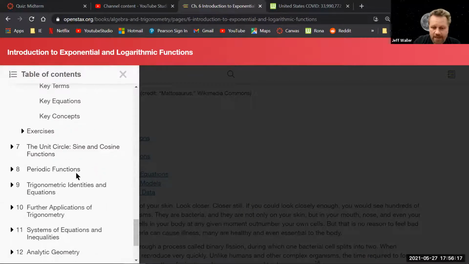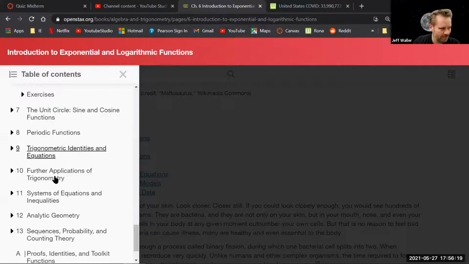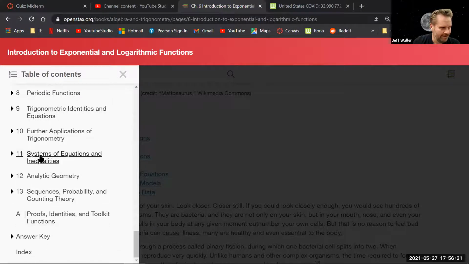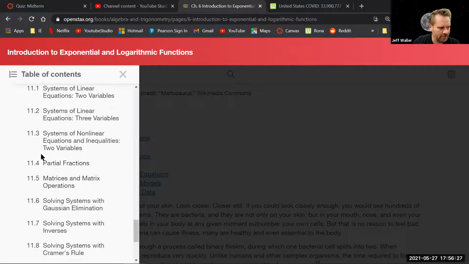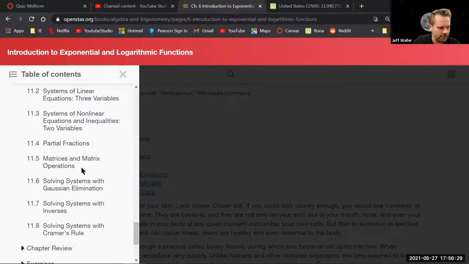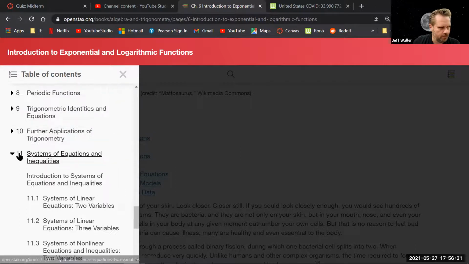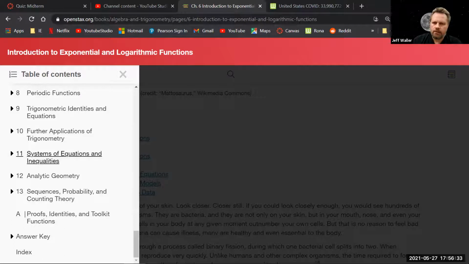Then we get into trigonometry, good old trigonometry. And then, of course, we get really recent stuff. We get matrices. We get partial fractions. Ooh, yeah, baby. Some partial fractions. All right. So that's if you're kind of struggling with how to study for this final, that is something you should do.